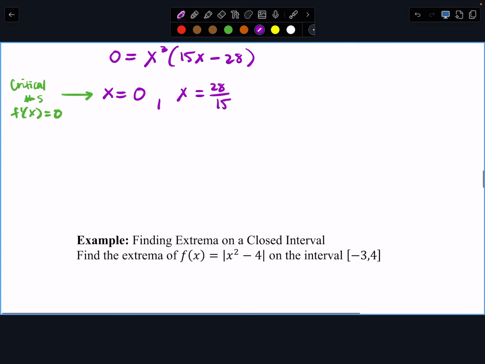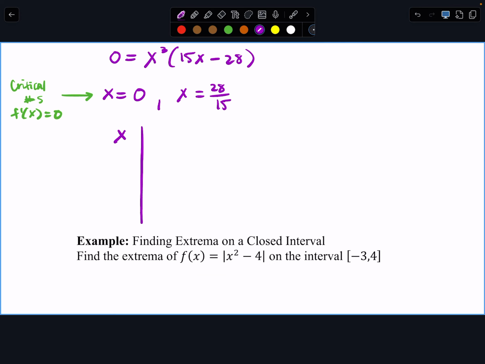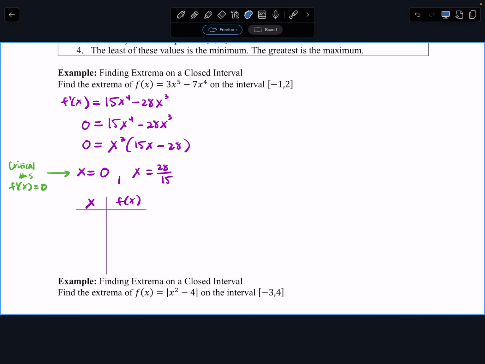Here's how you set up the candidates test. You make a table where all the candidates will be in the left column and the function values will be in the right column, because we're trying to figure out which candidate gives me the largest function value, and which candidate gives me the smallest function value. Here, I'll move it over here so I have more room.